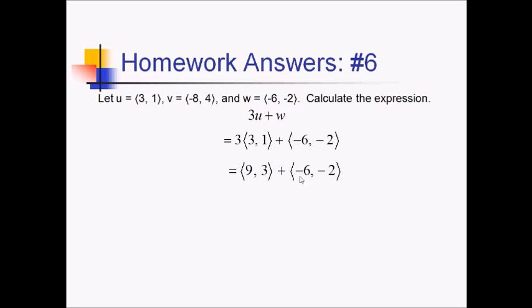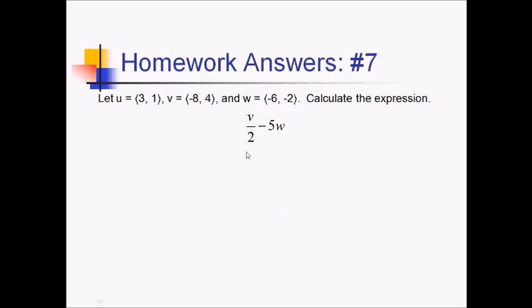Now to add these two vectors together, we're going to add the x's and the y's separately. So we have 9 plus negative 6, or 9 minus 6, comma 3 plus negative 2, or minus 2, giving us 3 comma 1.